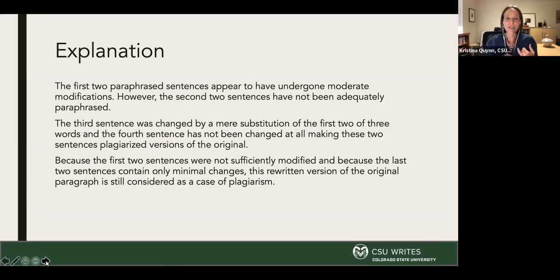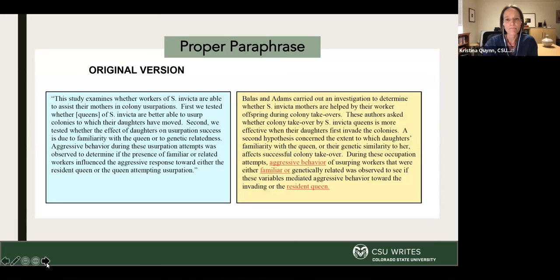So here's the explanation of that. The first two paraphrased sentences appear to have undergone moderate modifications. However, the second two sentences have not been adequately paraphrased. The third sentence was changed by just a mere substitution of the first two or three words. And the last two sentences were not sufficiently modified because they contained only minimal changes. This rewritten version still is considered plagiarism.